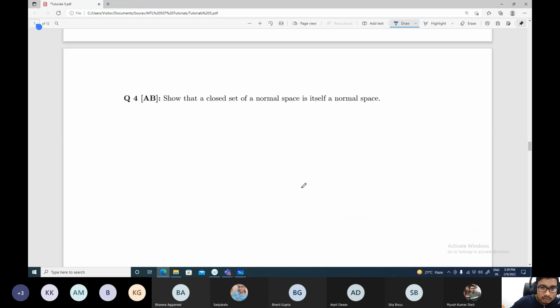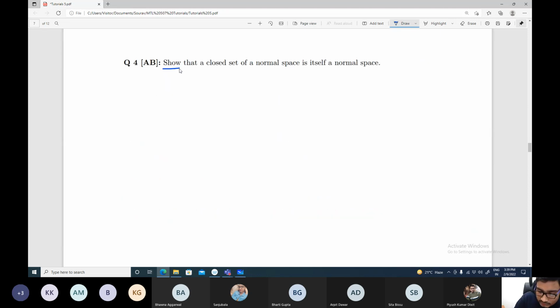Now this one, can you prove? This is simple. A closed subset of a normal space is normal. So can you quickly tell me why it is?